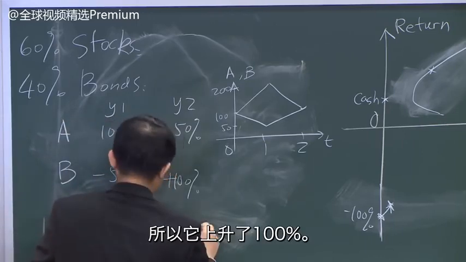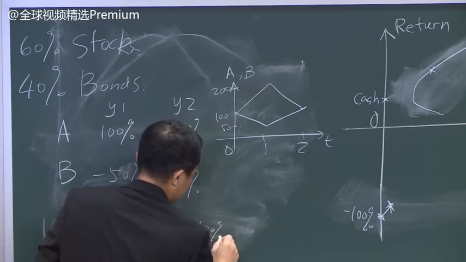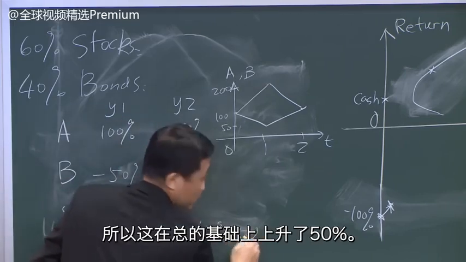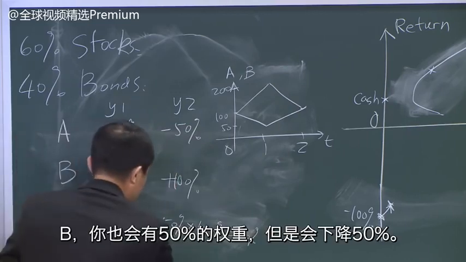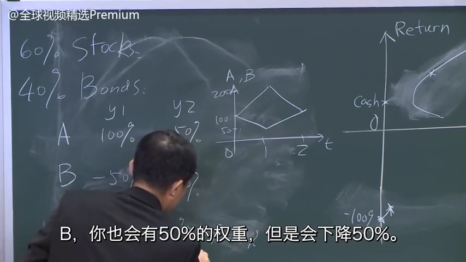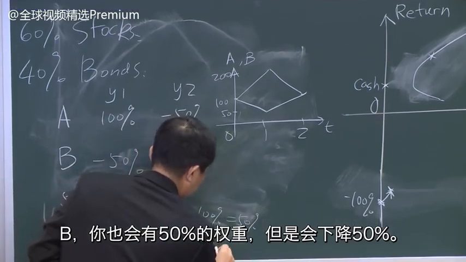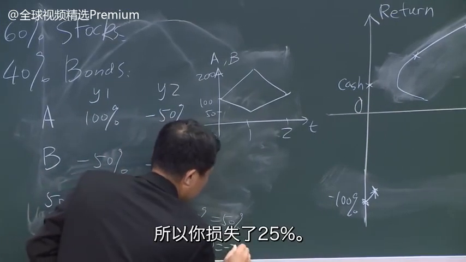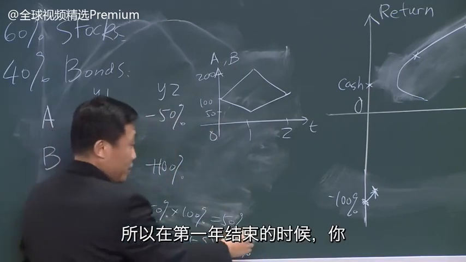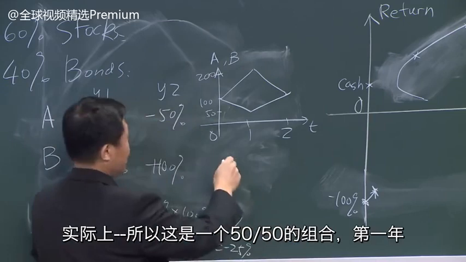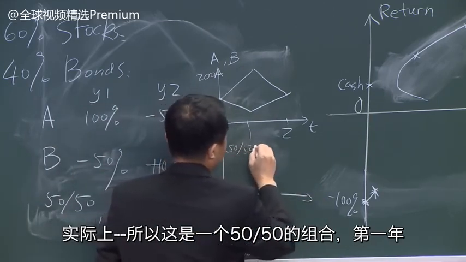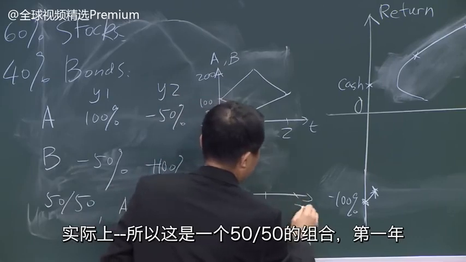So it goes up 100%. So that's up 50% on the total basis. B, you also weight 50%, but it goes down 50%. So you have lost 25%. So at the end of year one, this is the combined 50-50 portfolio, year one and year two.